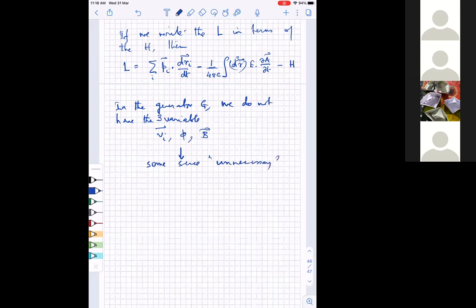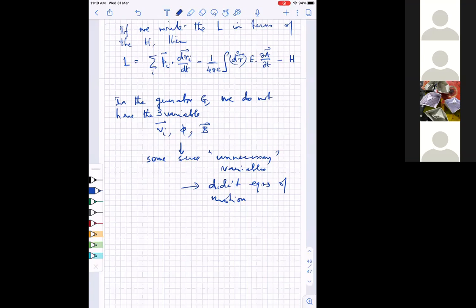They do not give rise to any equations of motion. So the variables which did not give equations of motion actually did not come in the generators. That's also something that you should keep in mind. Okay.